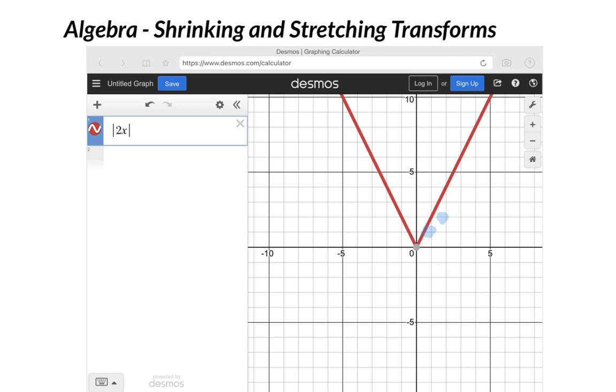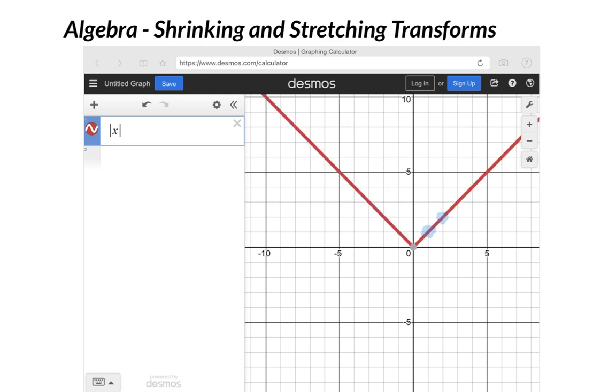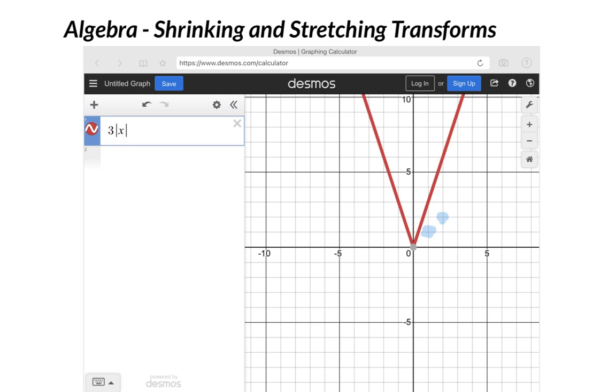Now, if I were to instead, well, I meant to add that out front. Let me change this a little bit. If I were to make it 3 instead, put a 3, notice that it went from a y value of 1 to 3. It went from a y value of 2 to 6. It tripled the y values. So that's why it looks like it's being stretched vertically. The y values are just 3 times bigger than they were. We were stretched by a factor of 3.